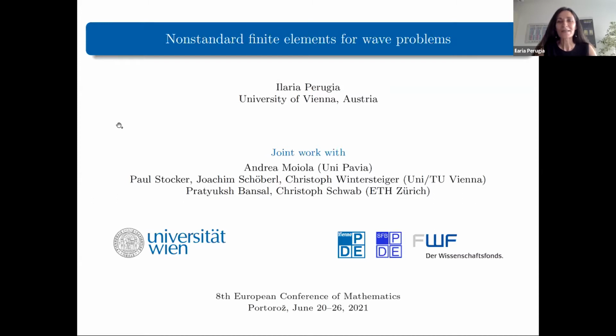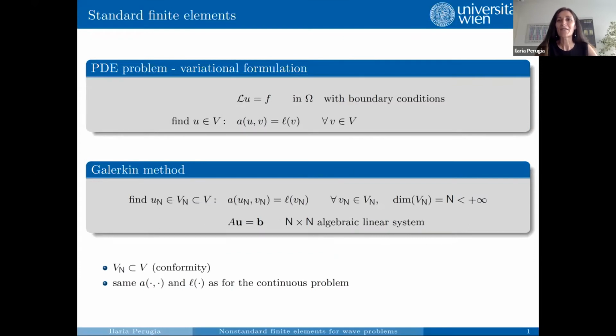So what I'm going to present is a joint work with some colleagues from Pavia, from Vienna, and from Zurich. And more precisely, it will be on non-standard finite element methods for wave propagation problems. So before saying what a non-standard is, I would like to make it precise what I mean by standard. And if you have attended Alfio Quarteroni's talk this morning, probably you already know it.